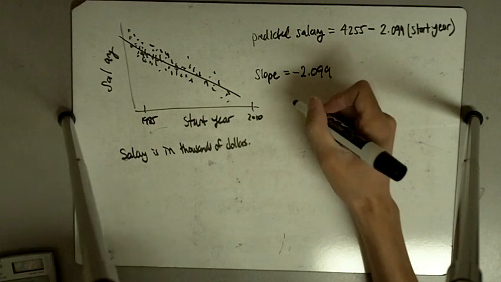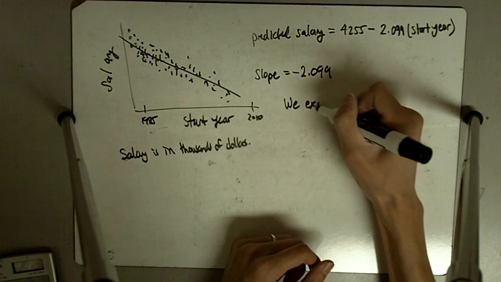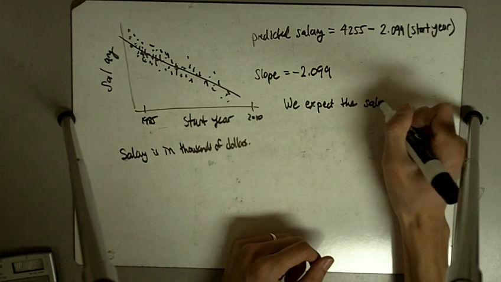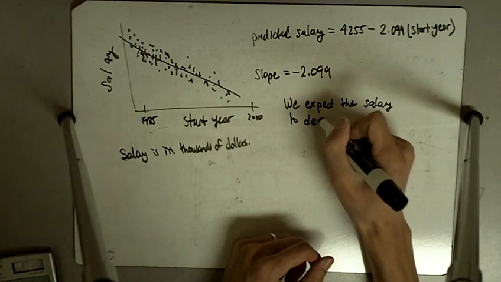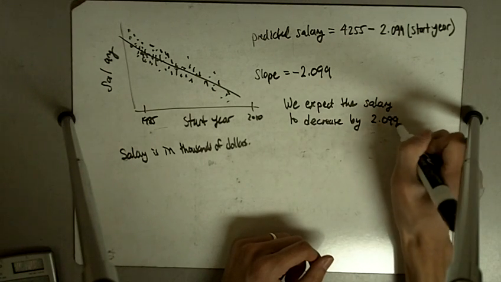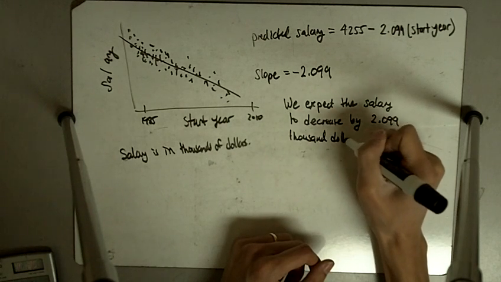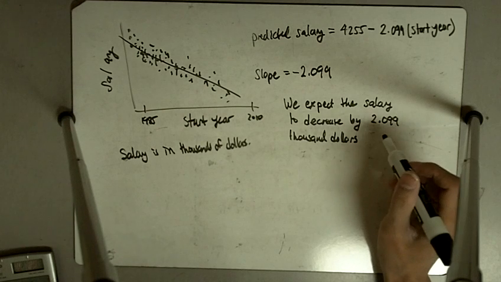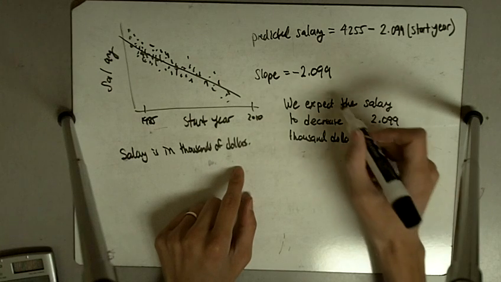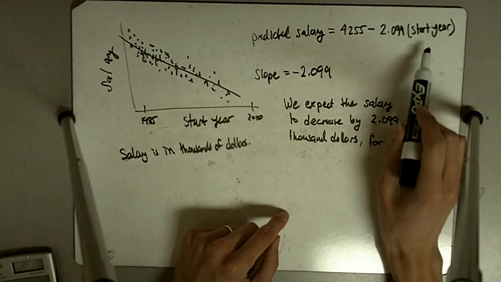Okay, so basically what we're saying is that we predict the salary to decrease by $2.099,000. So we're expecting the salary to decrease by $2.099,000 because salary is measured in thousands of dollars, and it's a decrease because it's negative, for every additional unit in the start year.